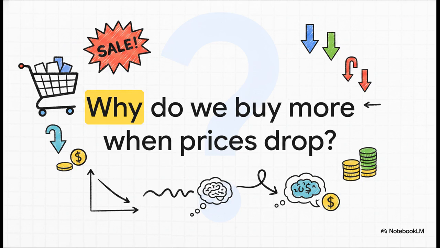Think about a completely relatable everyday scenario. Have you ever walked down a store aisle, seen a giant neon 50% off sign on something you maybe only mildly wanted, and suddenly you're putting three of them into your cart? Why exactly do we do that? Why is it that when prices drop, our appetite to buy seemingly multiplies out of nowhere? Well, it's the everyday psychology of shopping, and there's actually a very strict economic rule governing it.